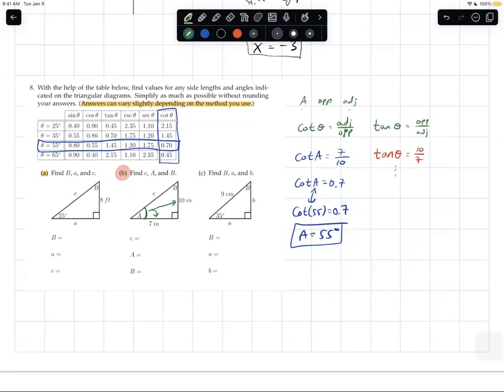How do we find B? Angle B. Wait, which one is it, capital or lowercase? Capital B. How do we find capital B? Oh, okay. Since we solved for A, which is 55 degrees, do we do 90 minus 55? Yes. So there is a property, and I'll write it down here.